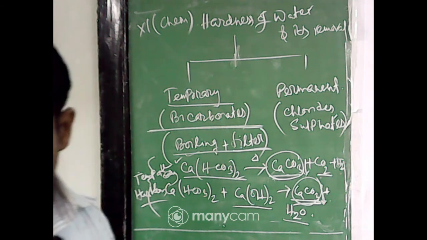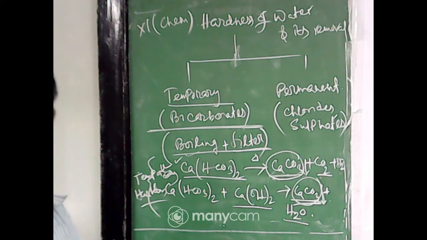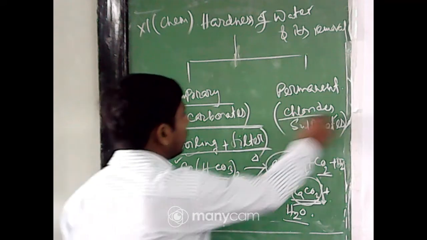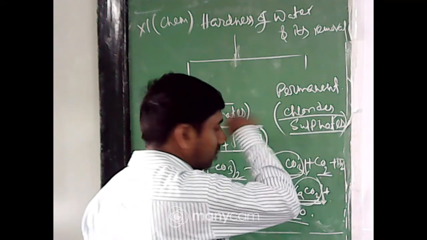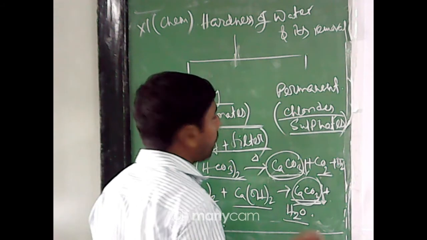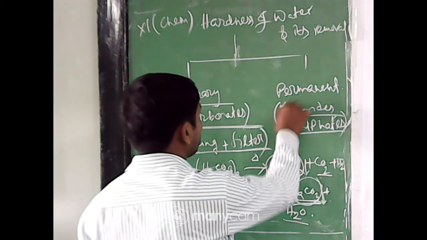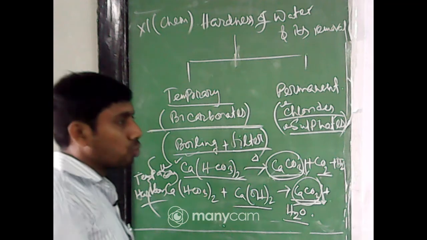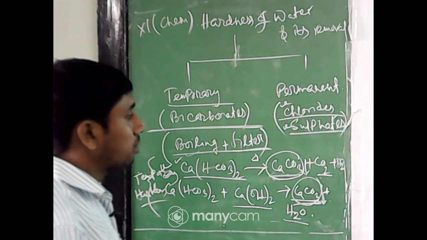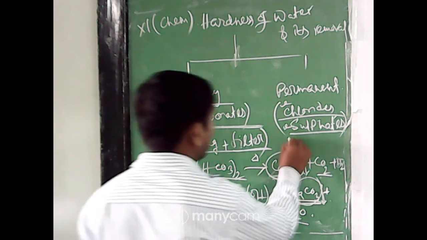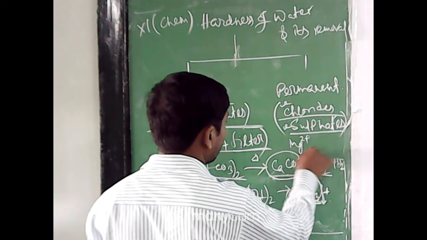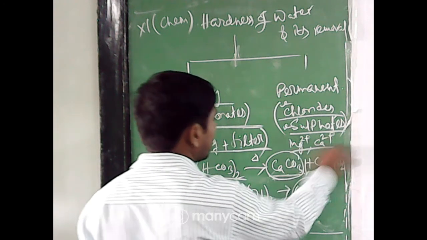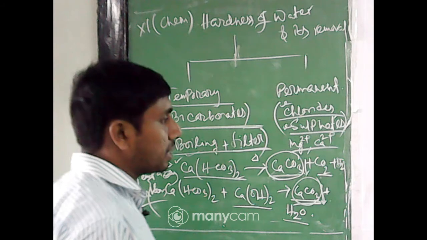Okay. Now move to the permanent hardness. Just follow here. I have written the anions present in permanent hard water, that is chlorides and sulfate. Now, there should be an opponent to that. What are the opponents? That is magnesium, calcium. These are the cations that will be present there.